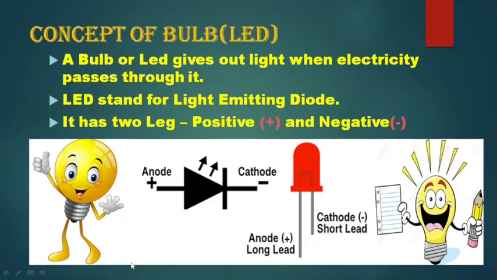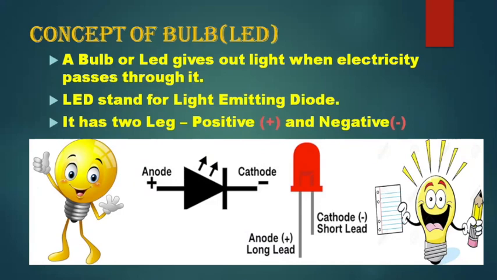Now our next concept is the concept of bulb, or you can say LED. A bulb gives out light when electricity passes through it. LED stands for light emitting diode. In the case of a battery also we have two terminals, positive and negative. Similarly in the case of an LED, that is a simple bulb, we also have two terminals, positive and negative.